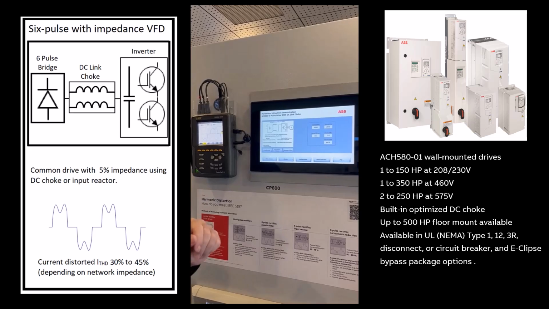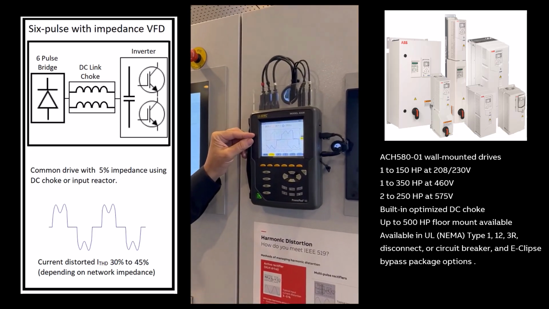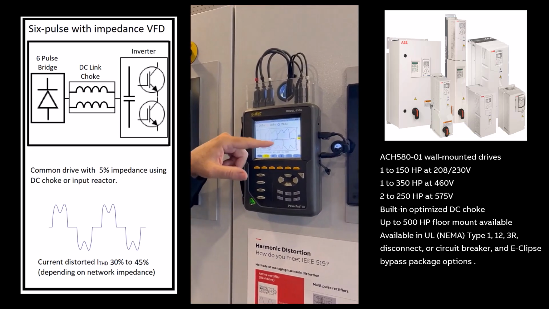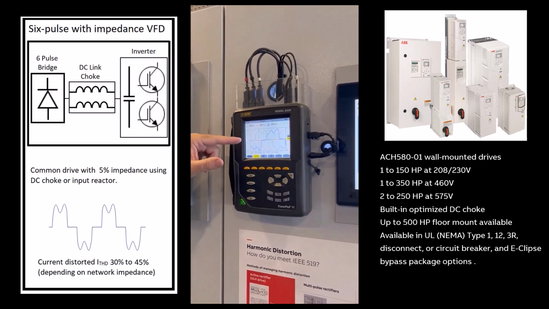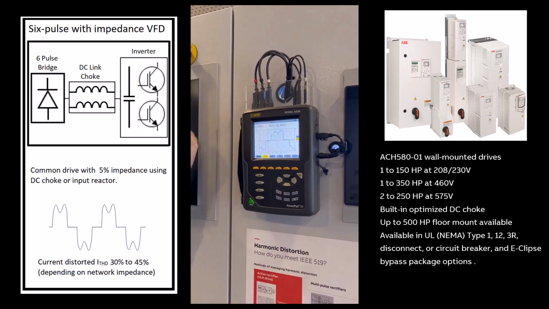Now that DC link choke opposes the change in current. And if we look at our current patterns right now, you'll see that instead of having those heavy rabbit ears, we have a double hump at each one of the phases. And our total harmonic distortion has dropped down to about 30%.